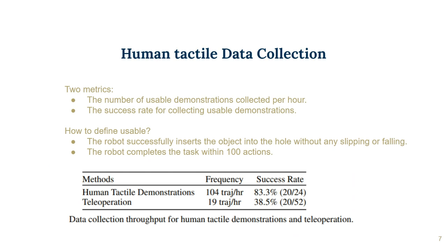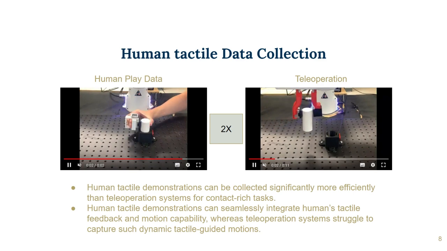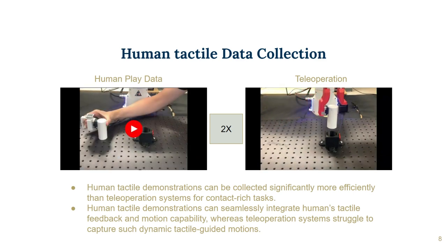Then, we want to evaluate our human tactile data collection system. We find that the human tactile demonstration is much faster than the teleoperation system. Also, it has a much higher success rate in collecting usable demonstrations than the teleoperation system. Here is a demo. According to this demo, we can see that the teleoperation data has a lot of useless motions and contact information.